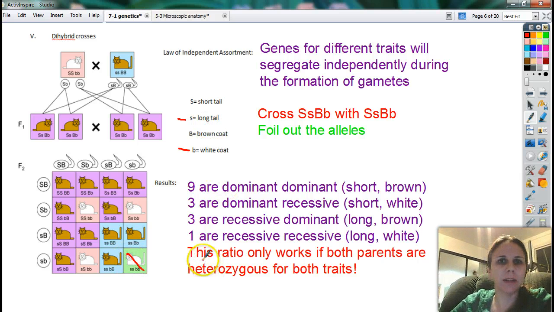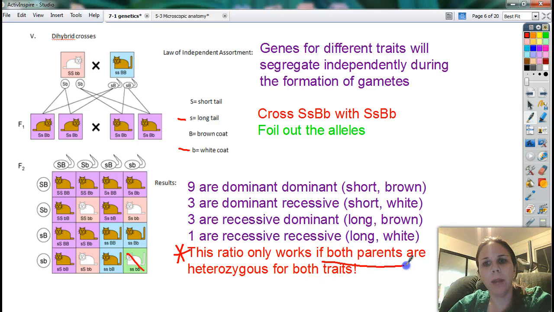What's nice about dihybrid crosses, and this is a big thing right here, is that if both parents are heterozygous for both traits, so I take parent 1 and parent 2, and both traits are heterozygous, I get the 9 to 3 to 3 to 1 ratio.